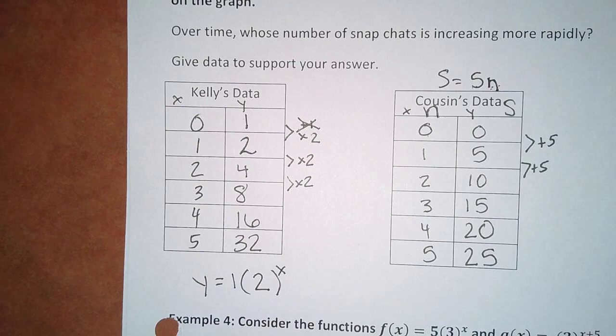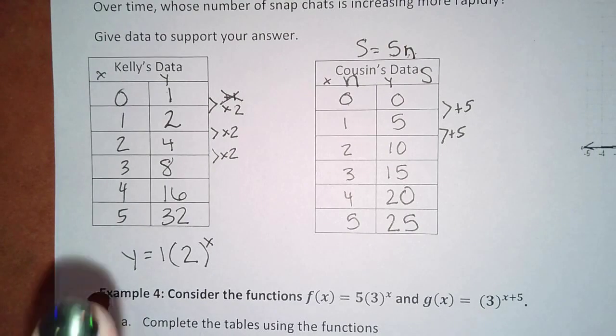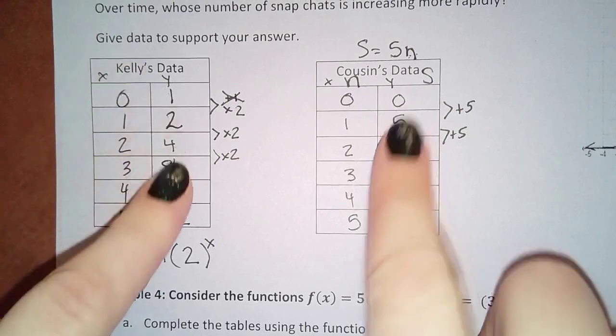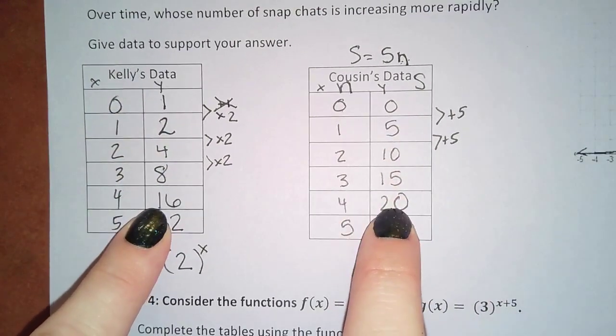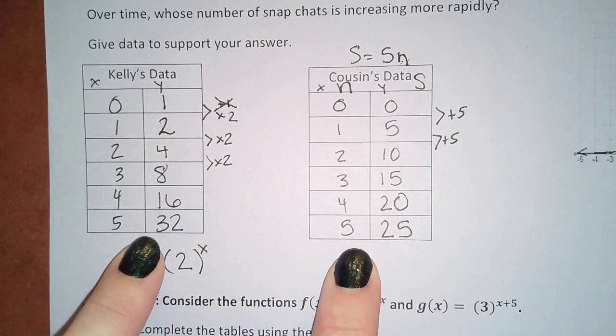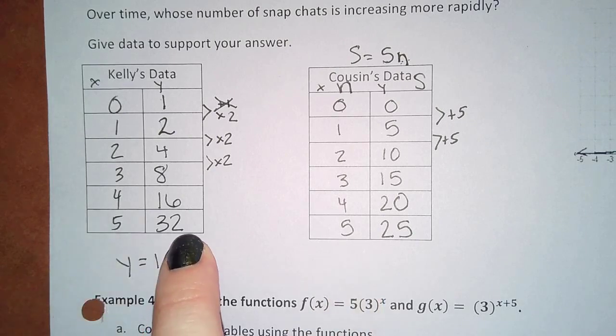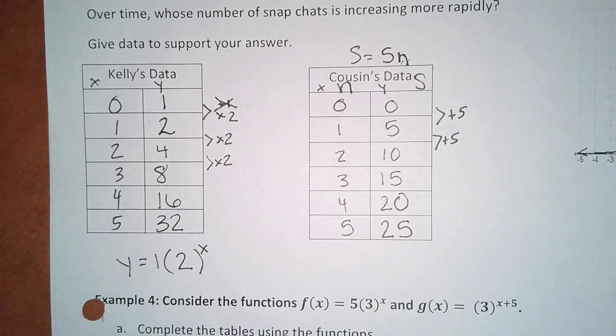Okay, so ultimately, whose increases more over time? Kelly. And how many days did it take to show that? 4. 4 days in, cousin was still leading. Now 5 days in, Kelly finally surpasses her. Right? So it took 5 days to show that Kelly's messages would increase faster.